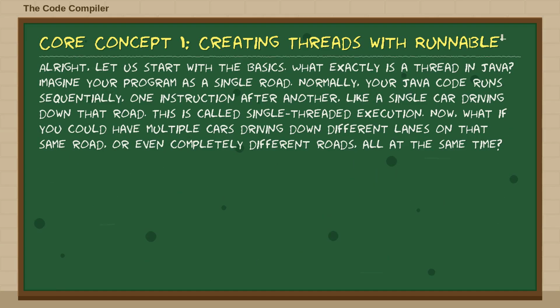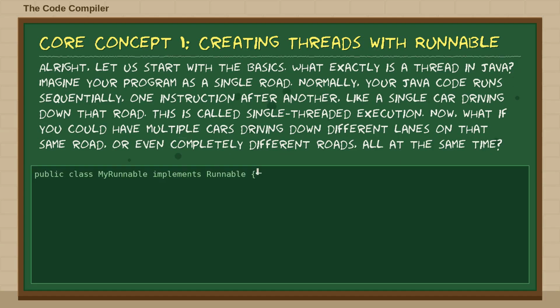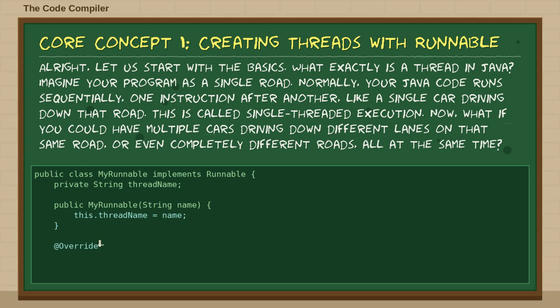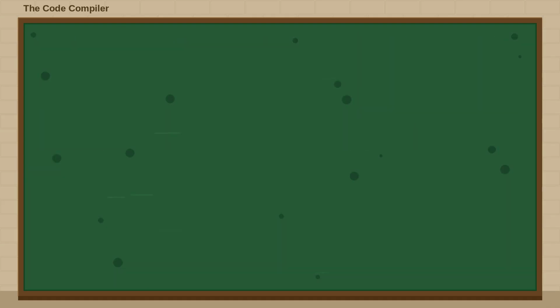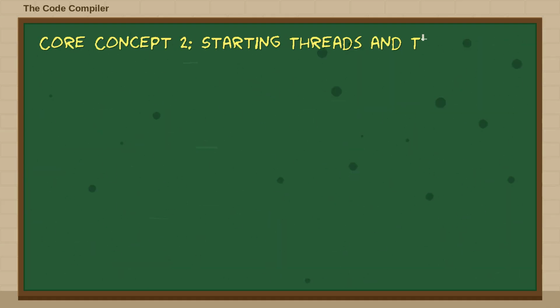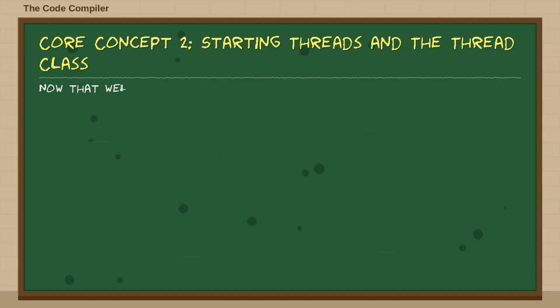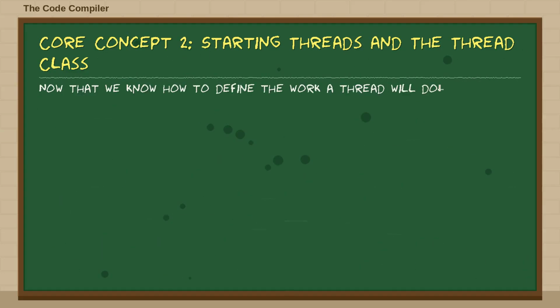It is like telling a car what route to take. Here, we see a simple MyRunnable class that implements Runnable and overrides the run method to print a message. This run method defines the task our thread will perform. Now that we know how to define the work a thread will do using the Runnable interface, let us see how to actually create and start a thread.